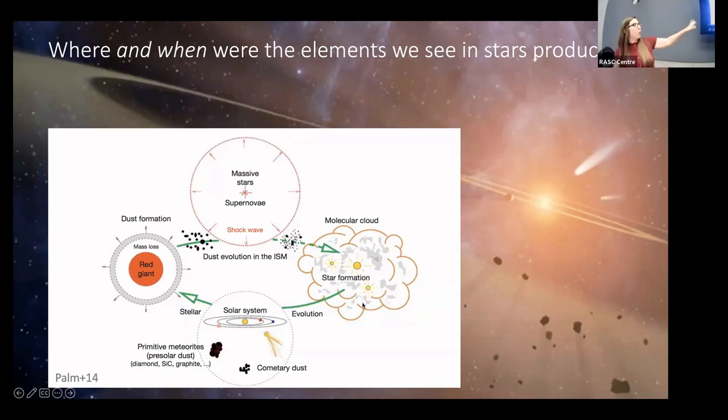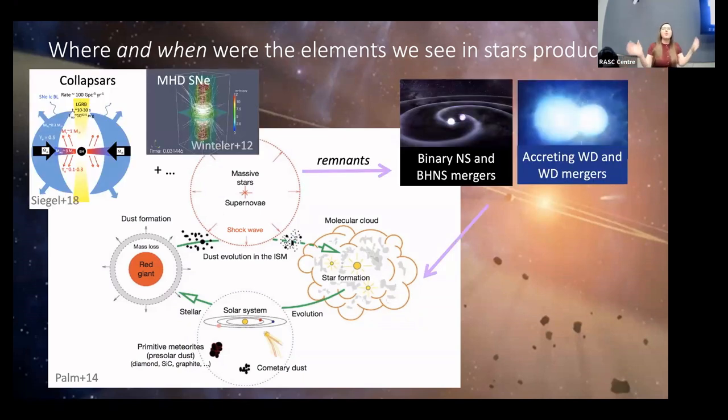This was a more simplified picture, okay? We just had supernovae on here, but I just told you supernovae can't really make the heaviest species according to our latest models. So there are other things. There's more exotic things that can happen now. Things like supernova with extremely high magnetic fields, which we call MHD supernova. Things like neutron stars will merge with each other.